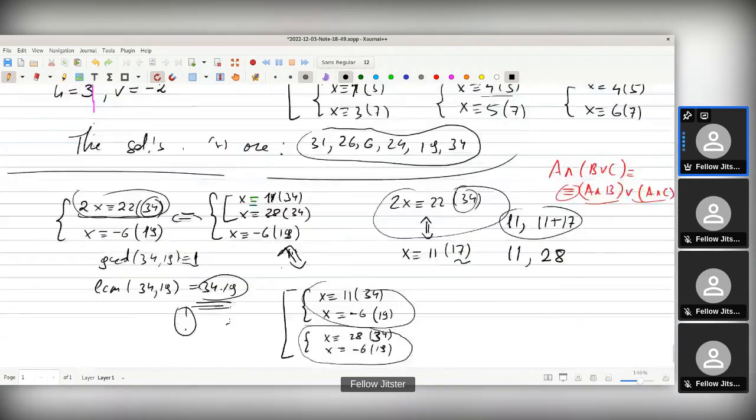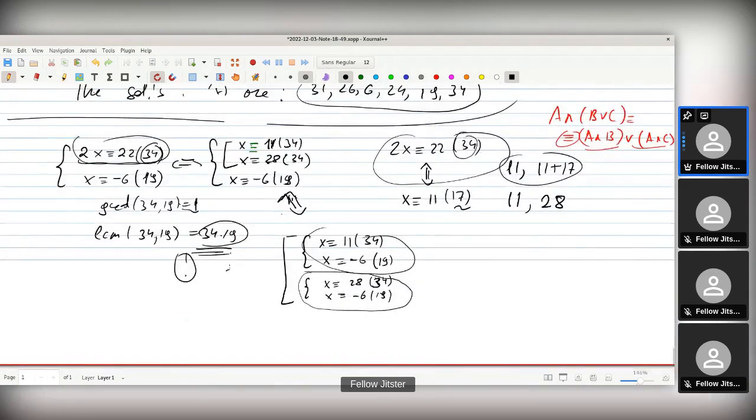So this is a general method. To solve a system, solve every congruence, replace it with such a disjunction, and then obtain a disjunction of systems, of conjunctions, each of which is solvable using the Chinese remainder theorem.